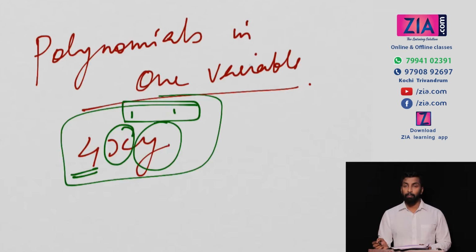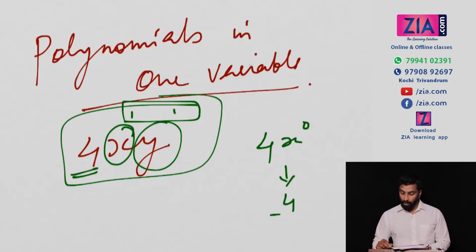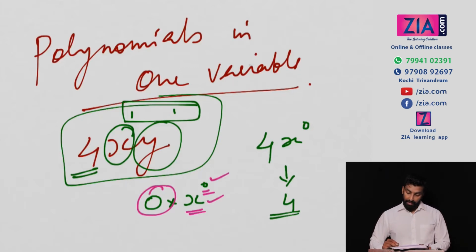The power must be a whole number, and then you can have a variable, which is visible. If you are saying just 4, then there is also a variable x, which is actually x raised to 0, and then this 4 becomes a constant polynomial. When we say 0, it's actually 0 as the coefficient into x raised to 0. The variable is there, the power is there, which is a whole number. Now the coefficient is there, but that is 0. You get 0, right? This is a 0 polynomial.